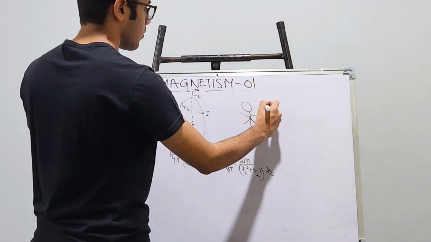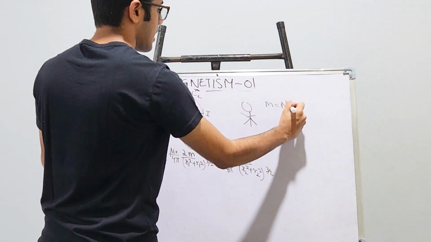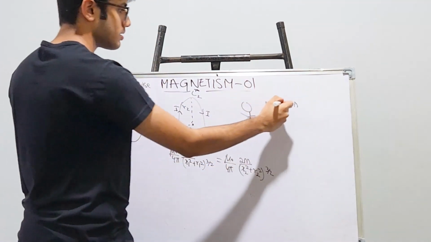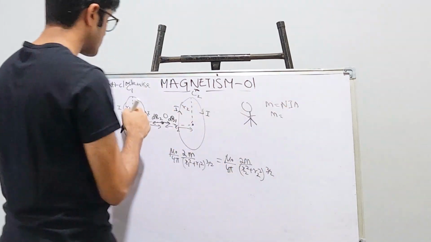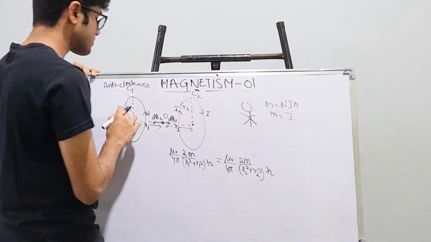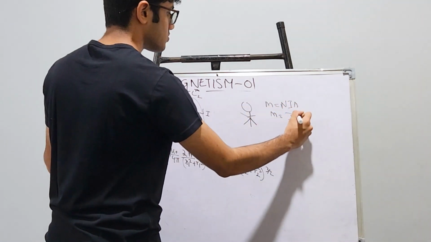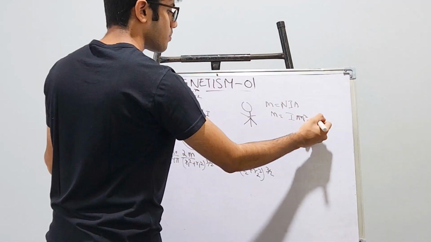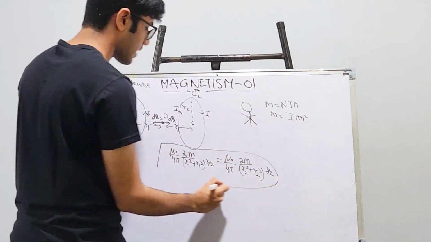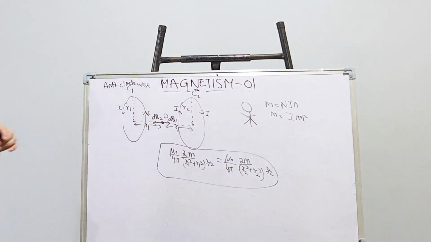Like when we open M, we know that it is NIA. If suppose we were to only calculate for one turn, this N would be 1. If suppose the same current I is flowing, then I would be just I, and for A, if suppose the radius is also the same, R1 is equal to R2, this would just be pi R1 square or pi R2 square. So this is just the general formula, and we can calculate everything from this formula.